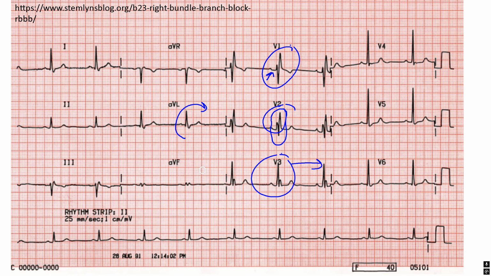One thing I would like you to note is that in a right bundle branch block, there is normally no axis deviation. If you ever see a complete right bundle branch block and axis deviation, that should heighten your concern for something going on.